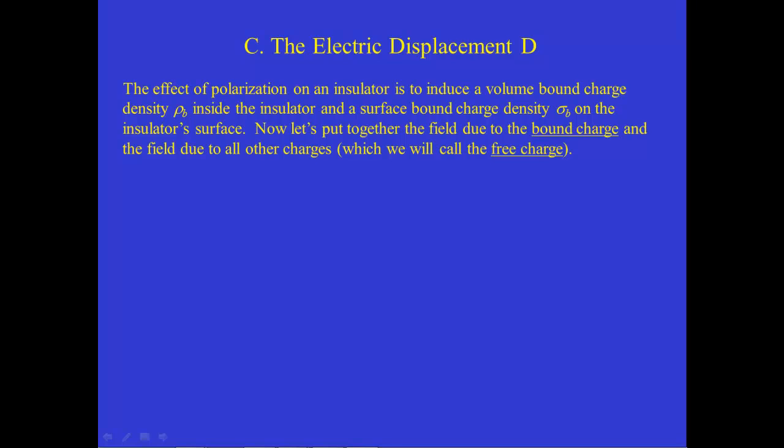Here, we'll introduce a new vector quantity which is related to the electric field and the electric polarization, and we call it, for historical reasons, the electric displacement, D. Let's summarize from what we've talked about so far.